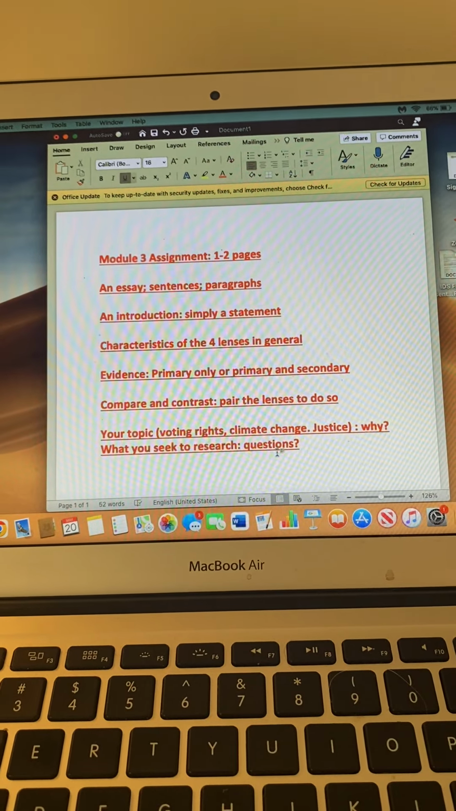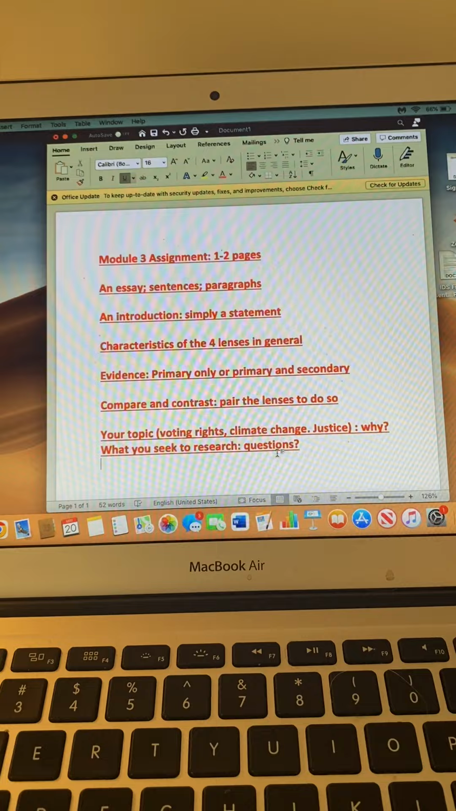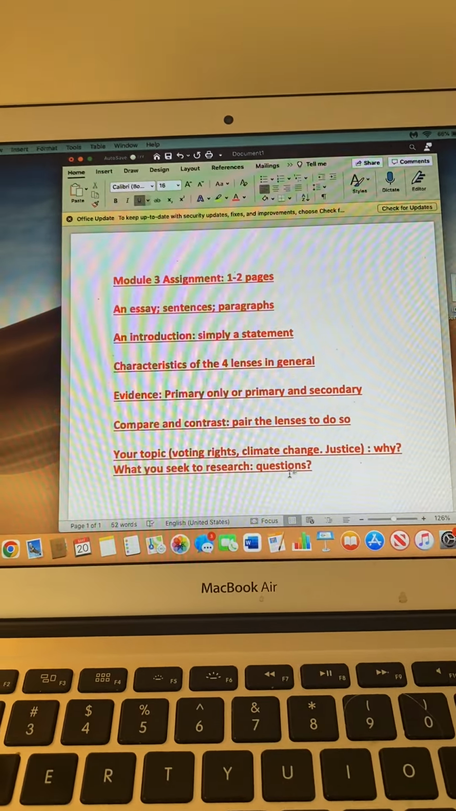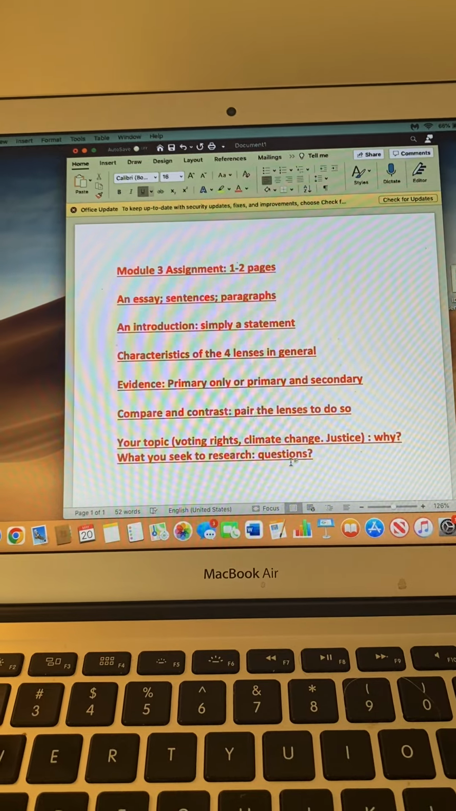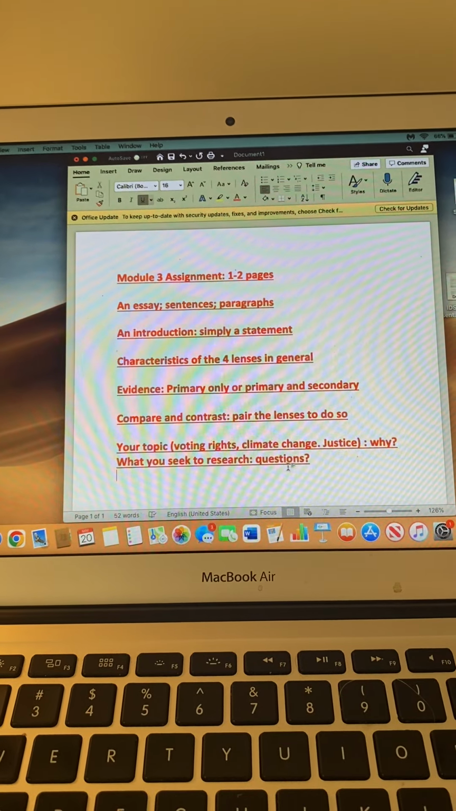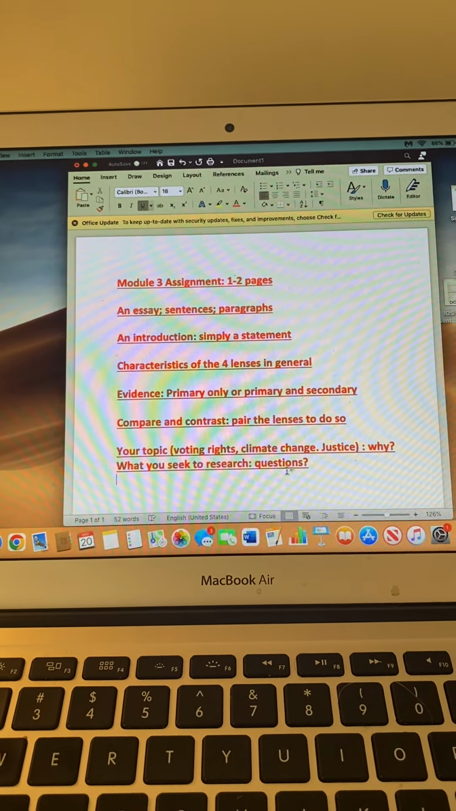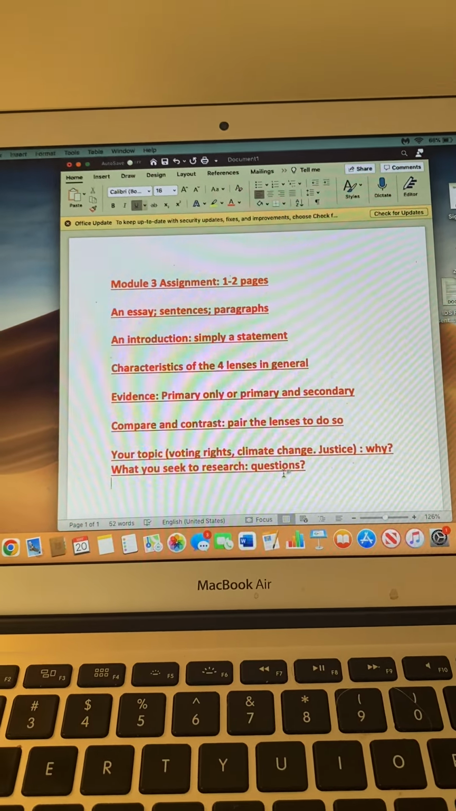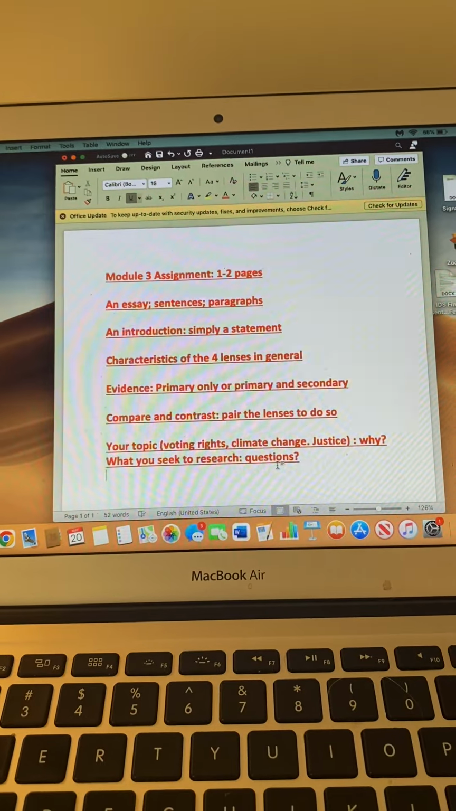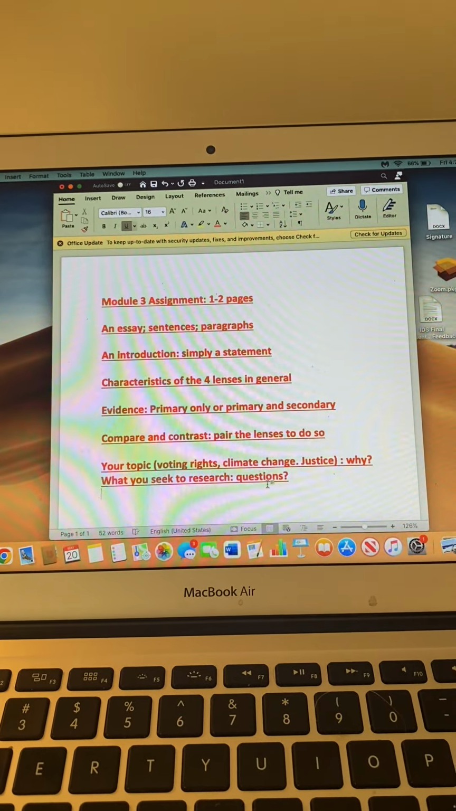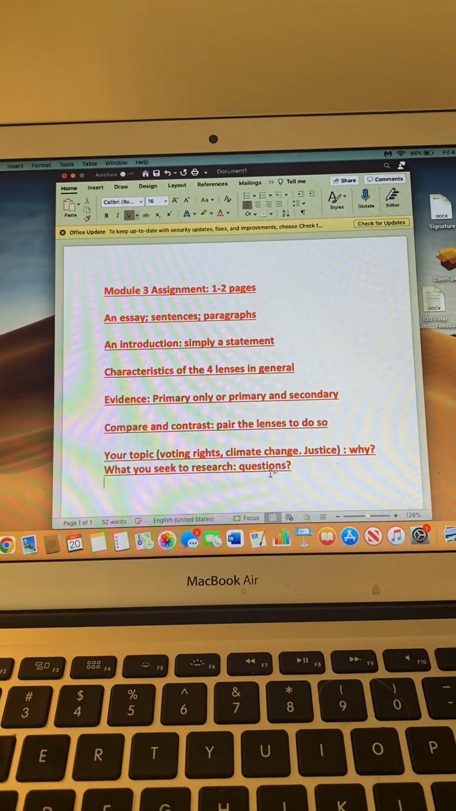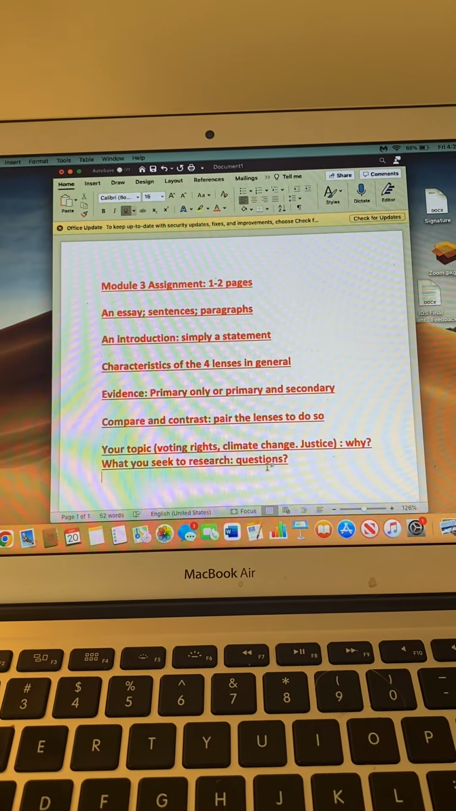Now, obviously, this is written in sentence form. Obviously, there need to be transitions. Transitions are when you move from one idea to another. So, for example, if you are talking about the characteristics, you would say each lens uses a different form of evidence, which is usually primary or primary and secondary. And then you would move to, let's compare and contrast the lenses by pairing them off with each other.